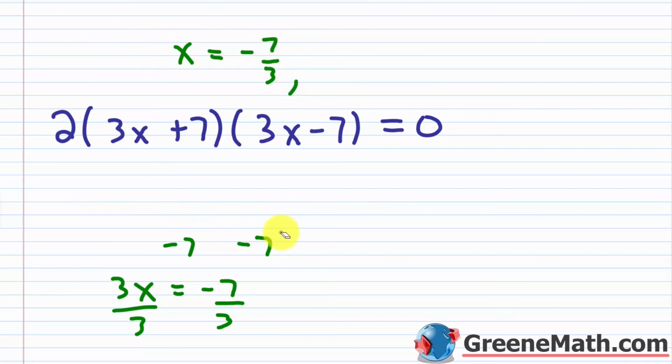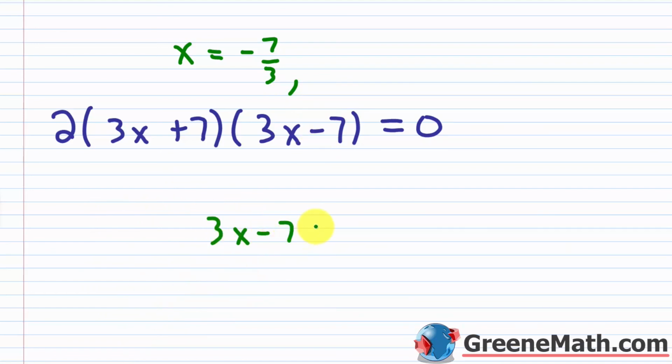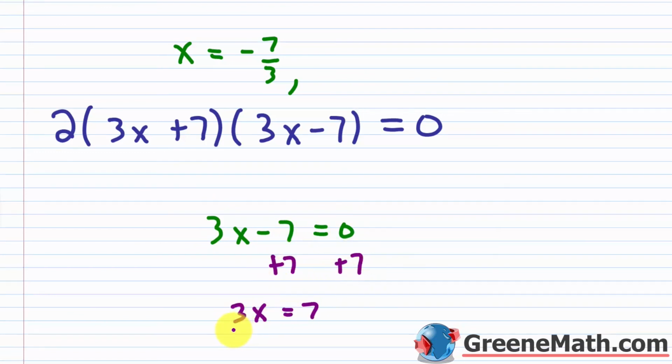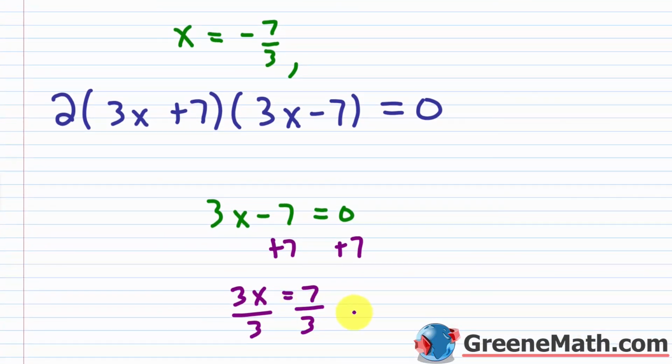And then for the other one, I'm going to say that 3x minus 7 is equal to 0. And I'm going to add 7 to both sides of the equation. And I'll have that 3x is equal to 7. Divide both sides by 3. And I'm going to get that x is equal to 7/3.